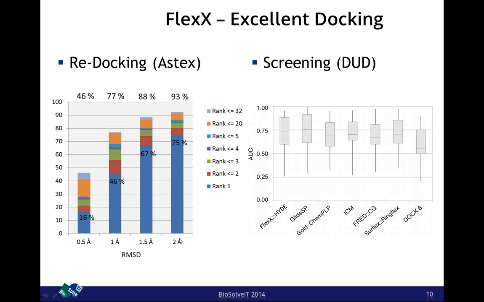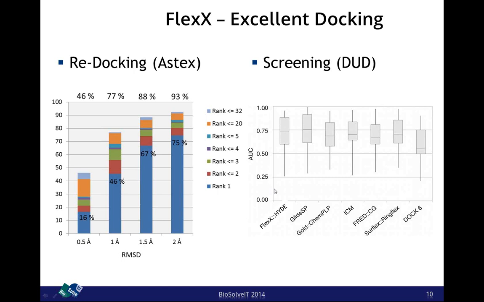So you can see here that in 93% of the cases on a benchmark data set, we can dock compounds under 2 angstroms deviation from the crystal structure. And if we go further down to 1 angstrom, which is really high accuracy docking, it is still more than 3/4 of the cases, 77%, that we can dock with this accuracy. So the redocking is really excellent.